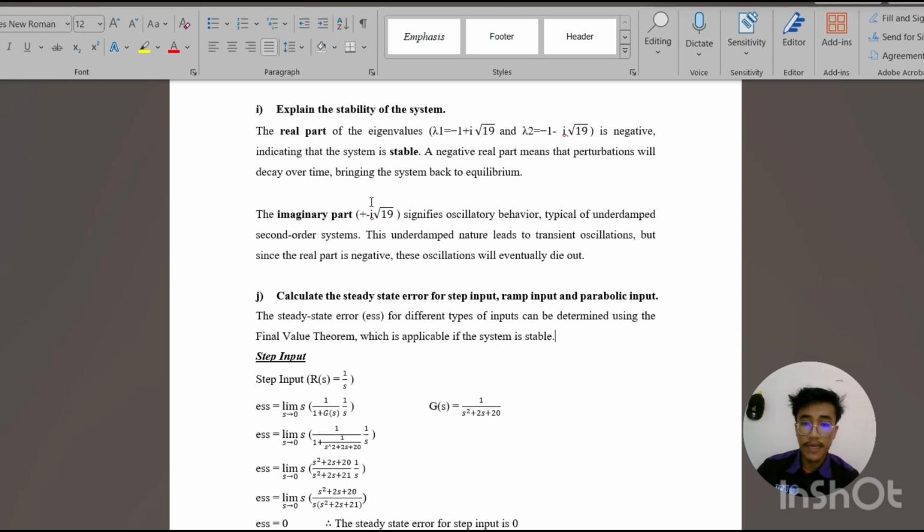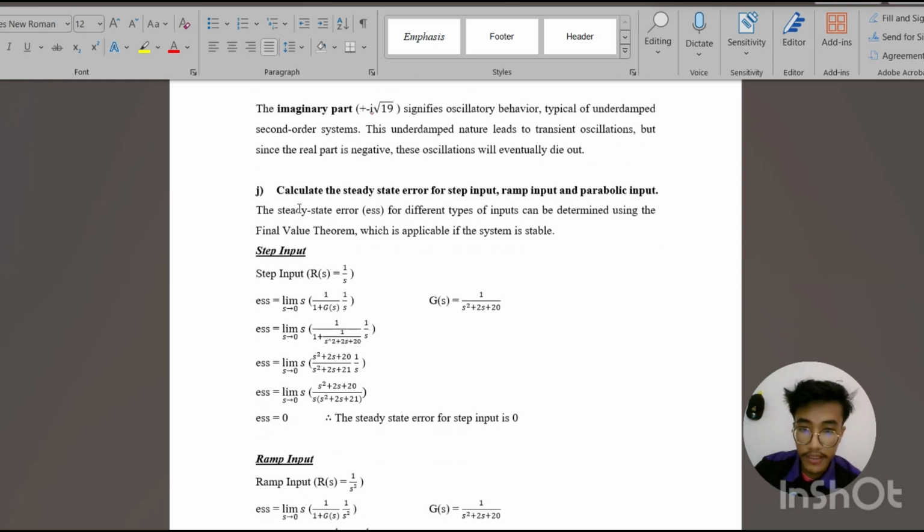The imaginary part is plus minus i square root 19, which signifies oscillatory behavior typical of an underdamped second-order system. This underdamped nature leads to transient oscillation, but since the real part is negative, this oscillation will eventually die out.